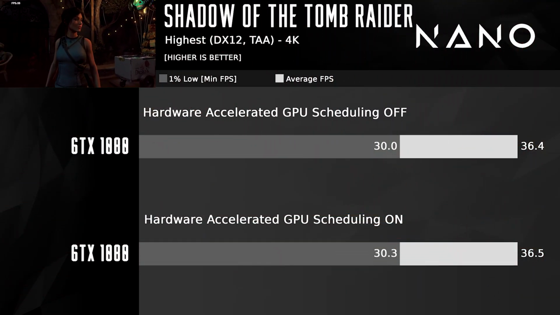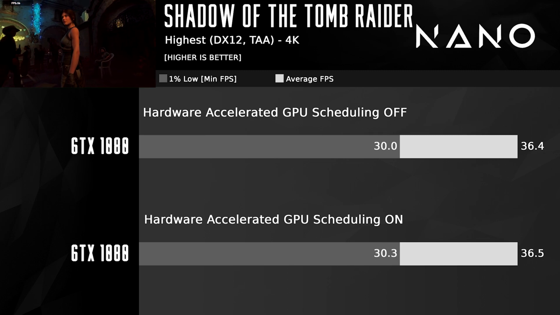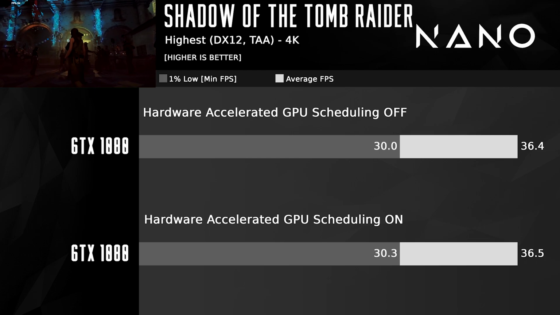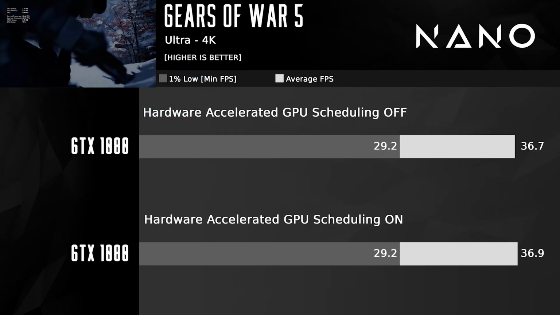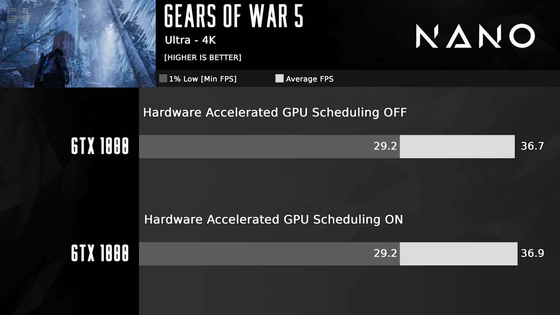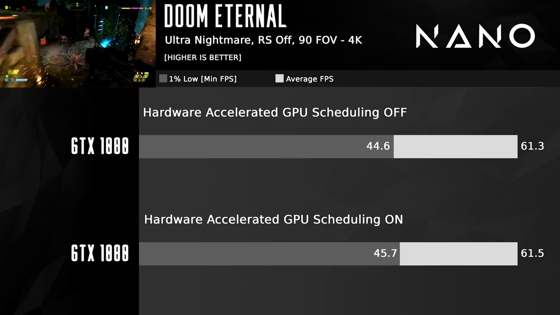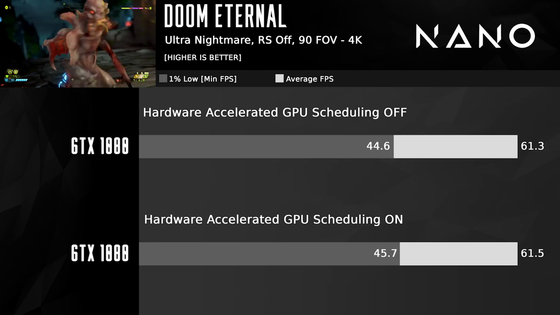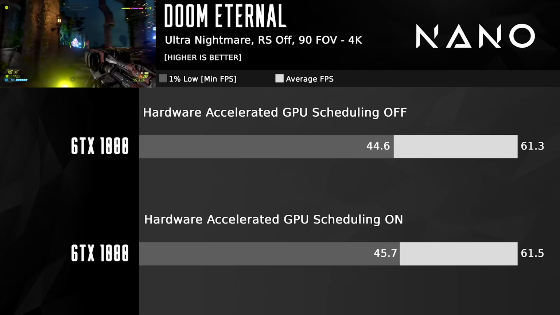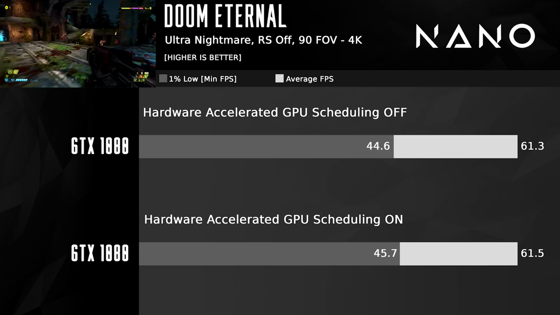In Shadow of the Tomb Raider in DirectX 12, again, there was just really no difference, like The Division 2. It did score consistently higher, but not enough to really truly merit a significant difference outside of margin of error. In Gears of War 5, another DirectX 12 game, we have a similar story. Not much of a change and really margin of error stuff here. Doom Eternal is our first Vulkan game, and here we see a small difference in the 1% lows with hardware accelerated GPU scheduling, giving a small 1 frame per second boost in that area, with the average frame rate staying largely the same. Again, really nothing notable here either.